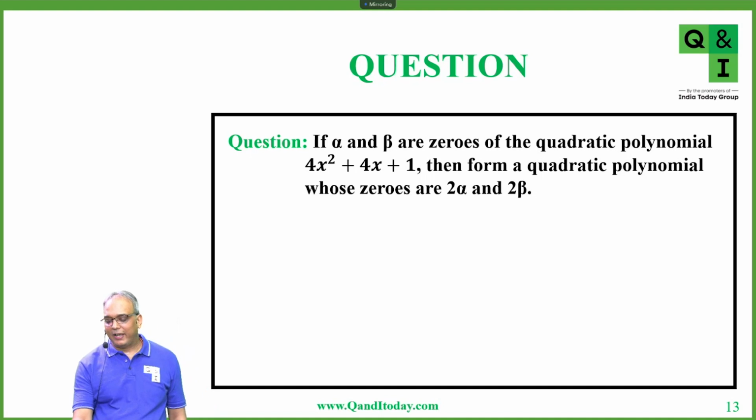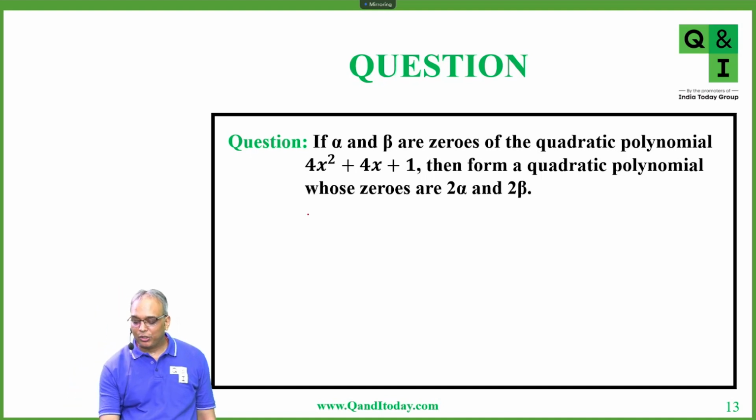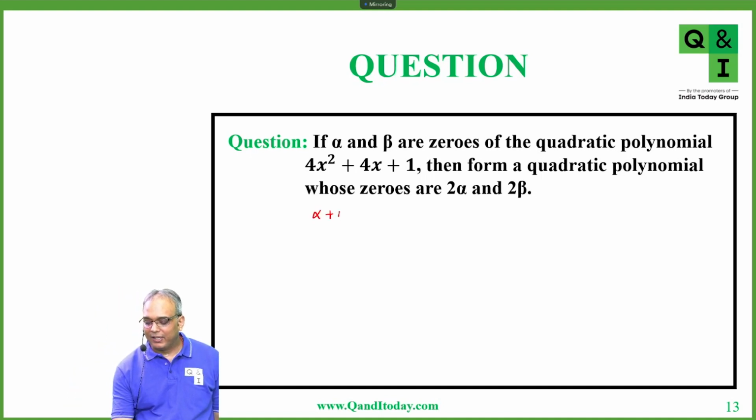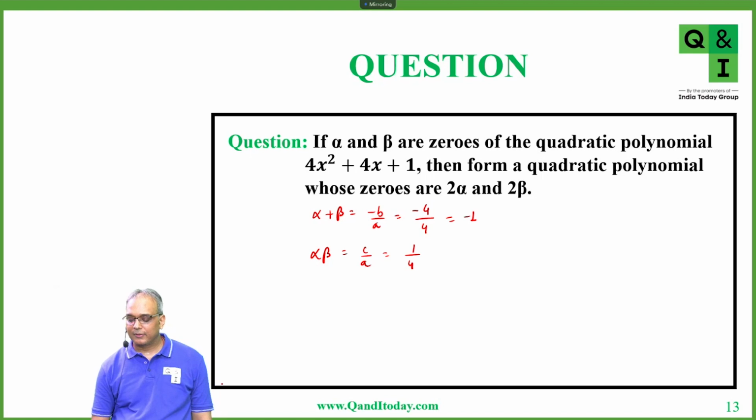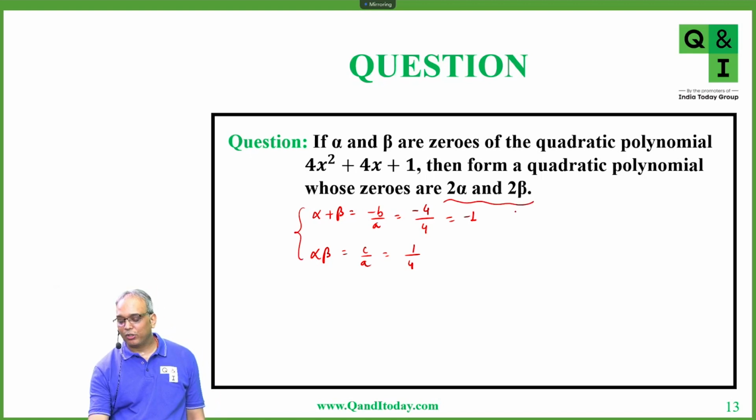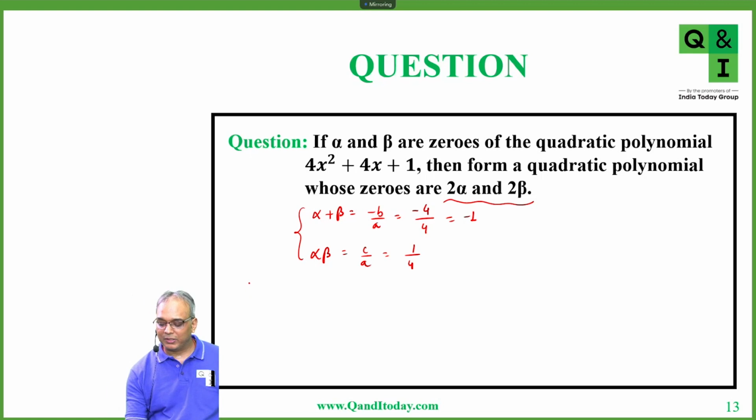See, if alpha and beta are the zeros of a quadratic polynomial, we have alpha plus beta as minus b by a. The polynomial here, you replace minus 4 by 4. This is minus 1. And alpha into beta is c over a, that is 1 by 4. Right? Now we have to find a quadratic polynomial whose zeros are 2 alpha and 2 beta.